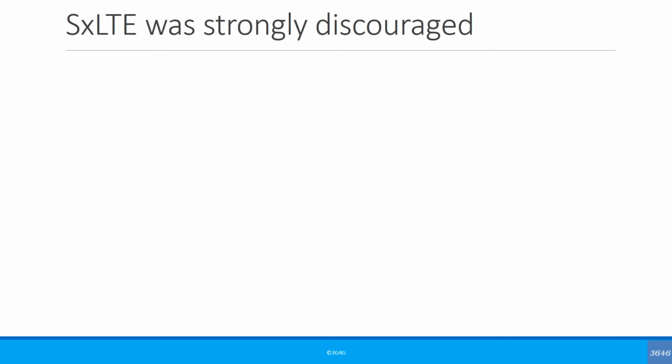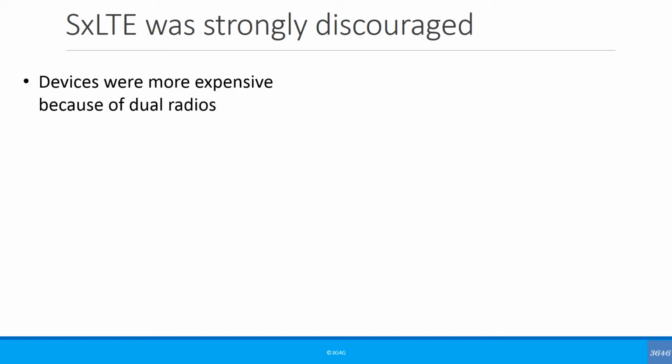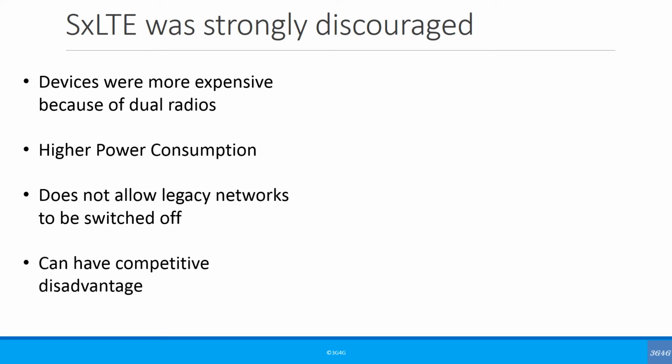Right? So all these different SxLTE, as I call them, were strongly discouraged because devices became more expensive, because of two different radios. They consumed nearly double the power, so higher power consumption. It does not allow the legacy networks to be switched off, because the ideal aim is to basically switch off all these legacy networks, right? And you only have 4G networks. You can actually refarm the frequencies from the 2G and 3G legacy networks, and it can also have a competitive disadvantage. And I'll tell you another little secret.